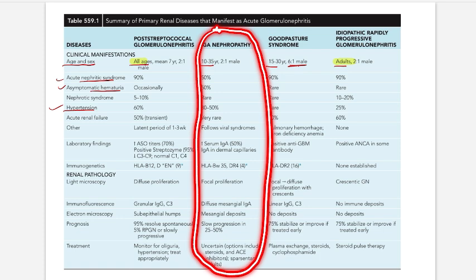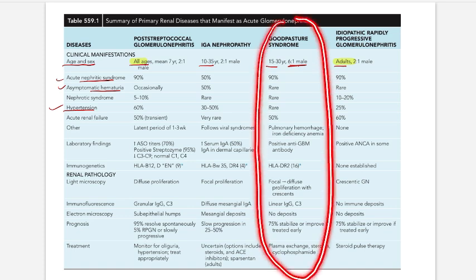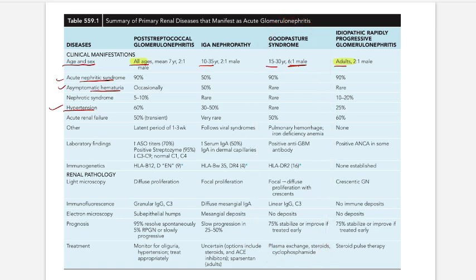We can use ACE inhibitors, steroids, etc. Goodpasture syndrome, again, is a disease of the 30 to 50 age group, with a 6:1 male ratio. It is not generally associated with asymptomatic hematuria, nephrotic syndrome, and hypertension; these are less commonly found. Positive anti-GBM antibodies and linear IgG and C3 deposition are seen.